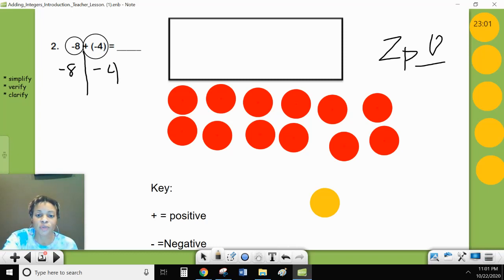1, 2, 3, 4, 5, 6, 7, 8, 9, 10, 11, 12. I see 12 red counters or chips, and they're all negative. So the answer is going to be -12. -12 is my answer. Any questions?